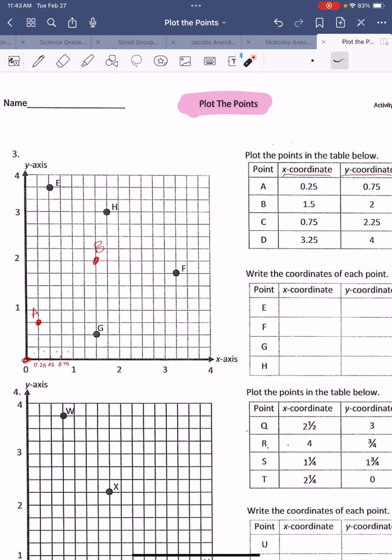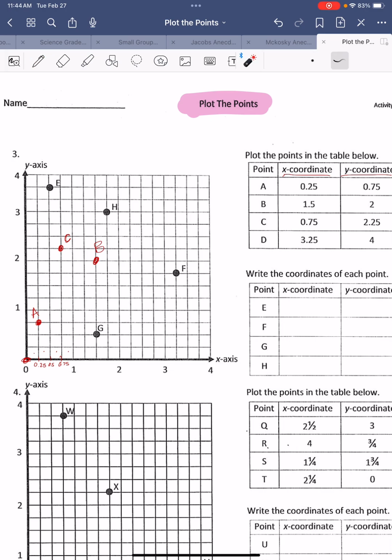All right, so now we've got point C, where we're going to travel over to the right from the origin, 75 hundredths, and then we're going to go up along the y-axis 2 25 hundredths. So there's about 1, there's about 2, 2 25 hundredths would be about there. So I'm going to plot my point right there. And just to make sure, yep, that works. You can also use little dotted lines to make sure you're on the right track, but we're just not going to draw solid lines.